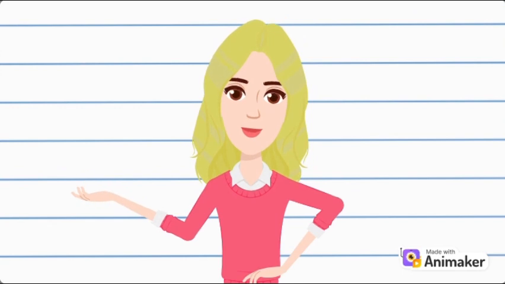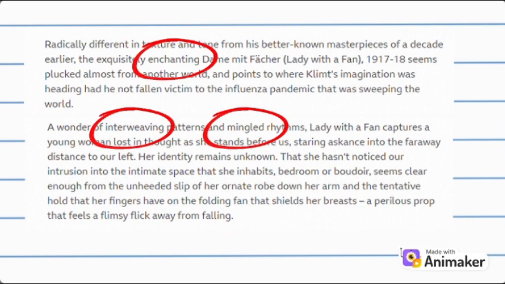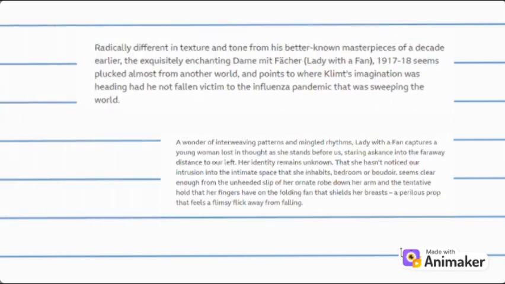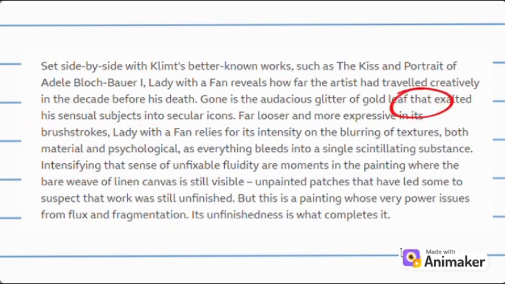The most common grammatical features presented in the text are adjectives, such as enchanting, interweaving, mingled, and unheeded. There's also a noun complementation, which is a defining relative clause, where that is a relative pronoun and the antecedent of the sentence is audacious glitter of gold leaf.